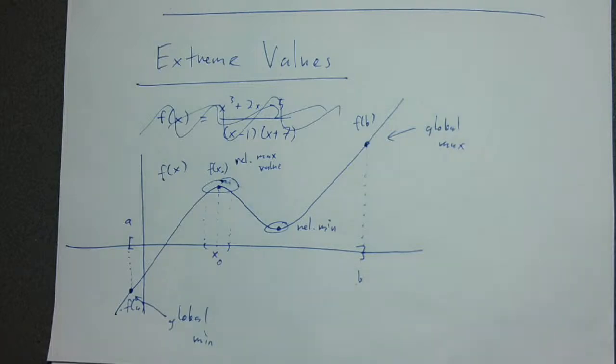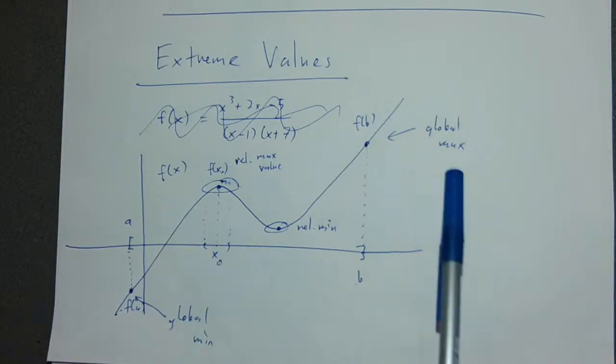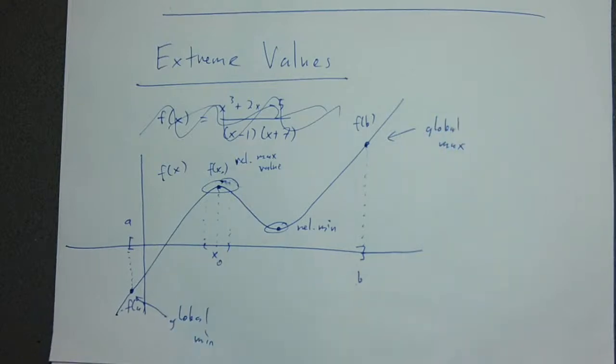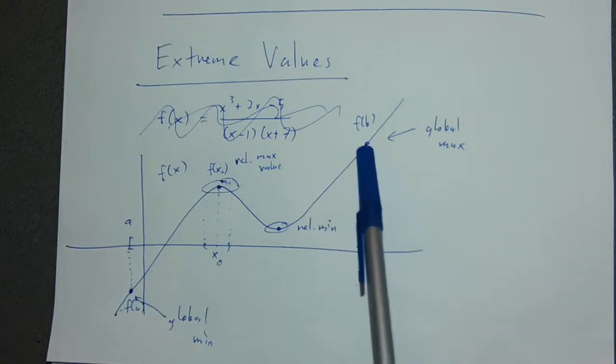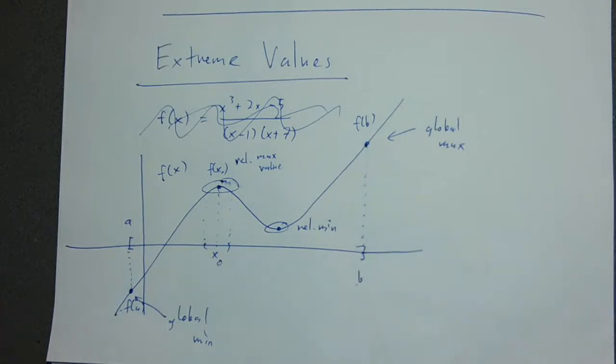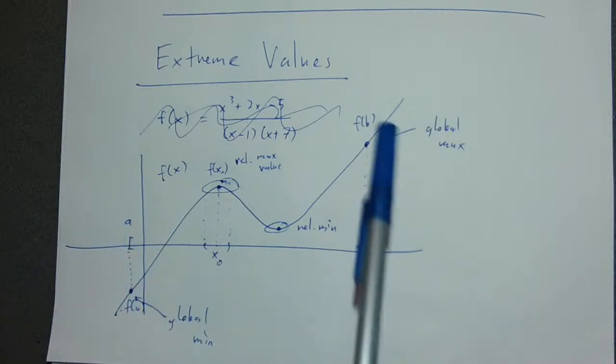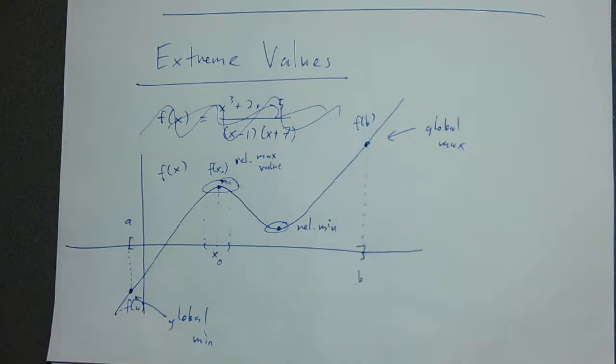I'll ask chat here in a second, so let me say something first. The global max and the global min, put more simply, are the largest and smallest values of f on the domain in question. So if the domain in question for this function f is the closed interval AB, then the largest value it attains is here. This is its global max, f of b. The smallest value it attains is f of a.